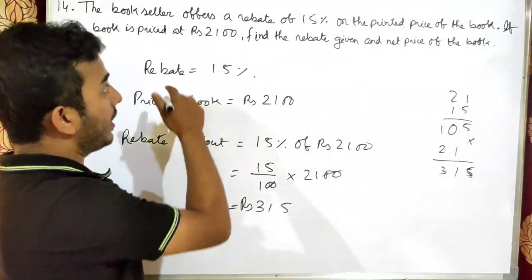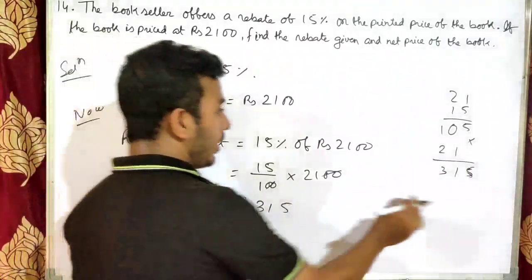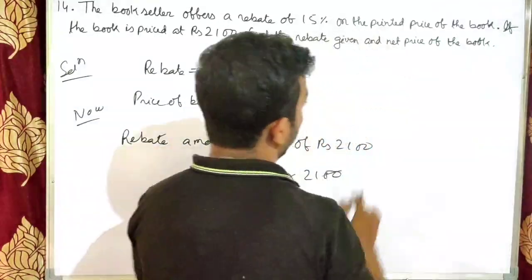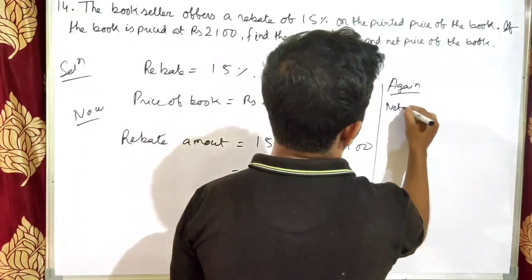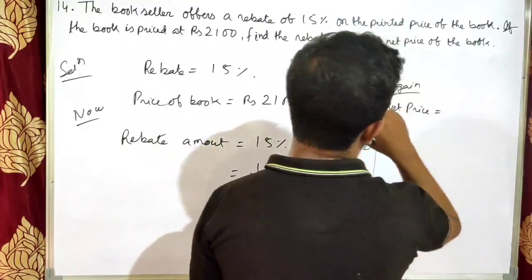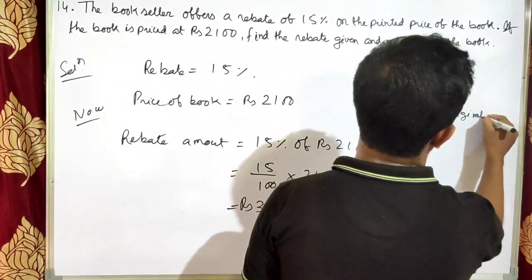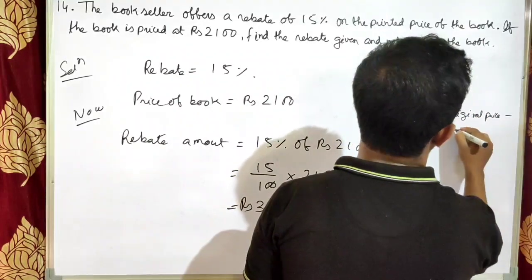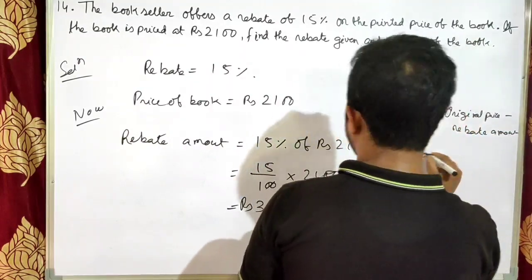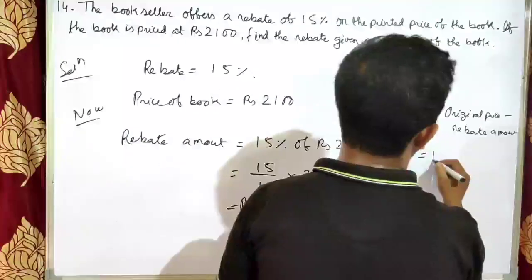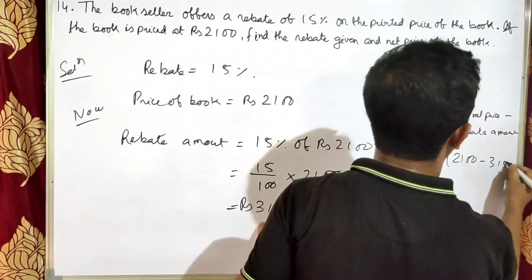on the price of the book. So now what will be the net price? Net price equals original price minus rebate amount. The original price was rupees 2100, so it will be rupees 2100 minus rebate amount 315.